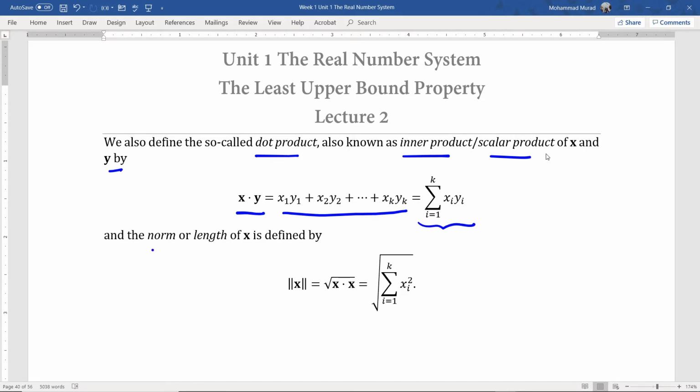And the norm or length of the vector x is denoted by this double bars symbol, and is defined to be equal to the positive square root of the dot product of the vector x with itself, which can also be obtained by taking the square root of the sum of the squares of the components or coordinates of the vector x.